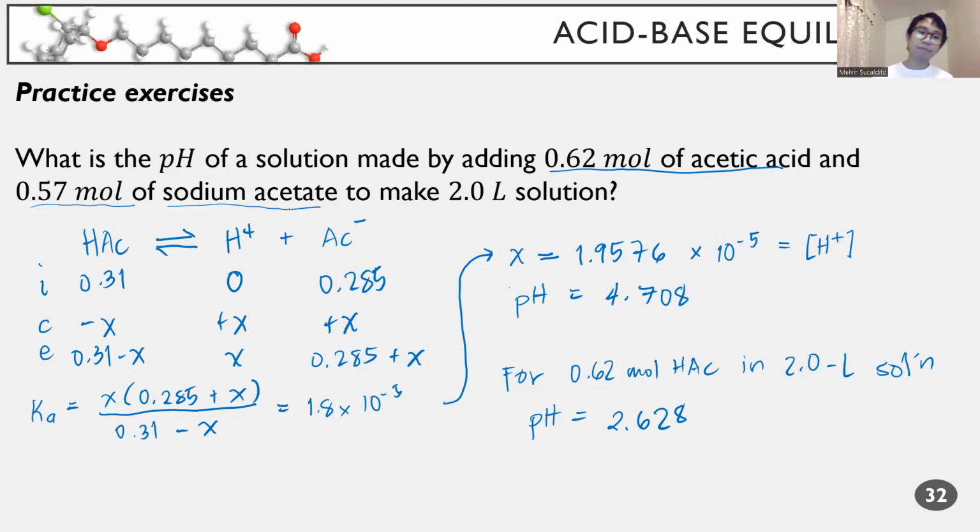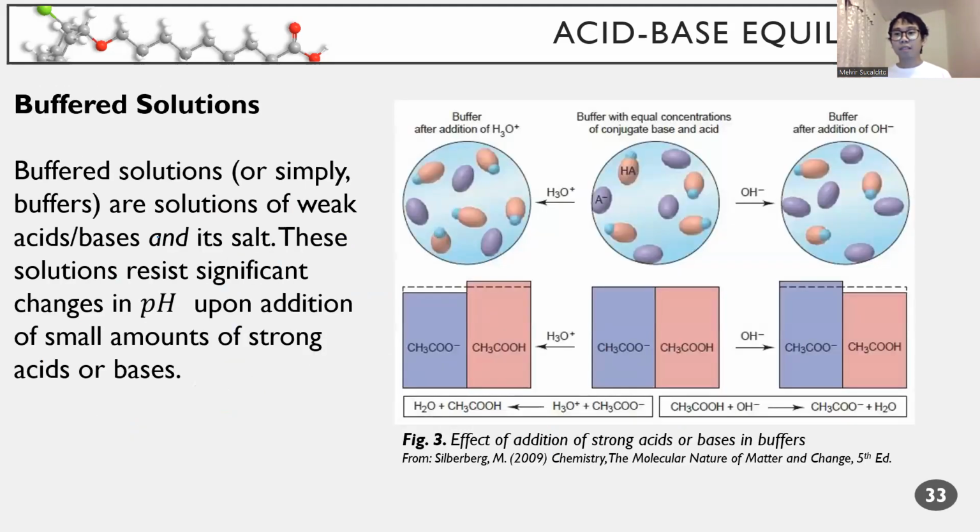Question. Will I solve the next problem? We will see. Let's proceed first with our discussion.